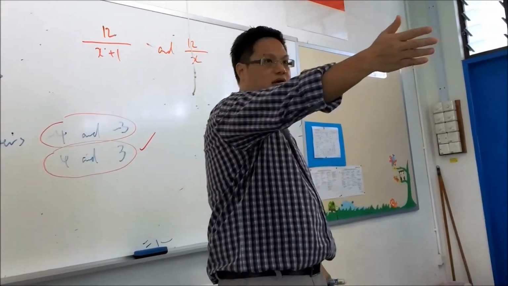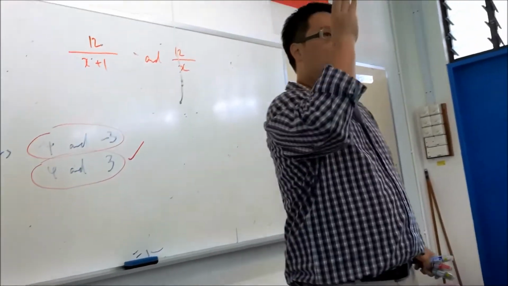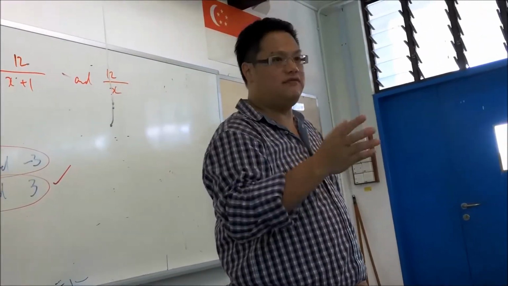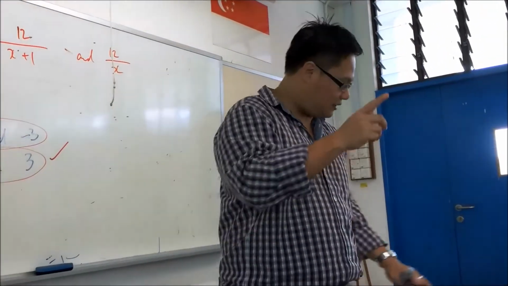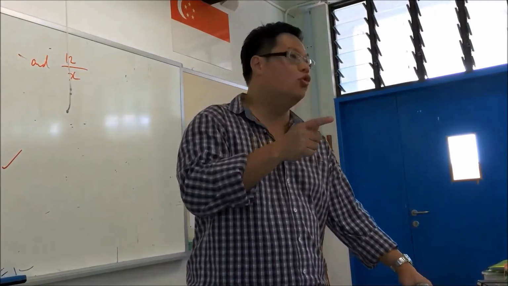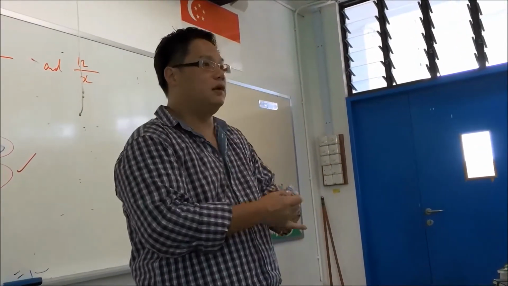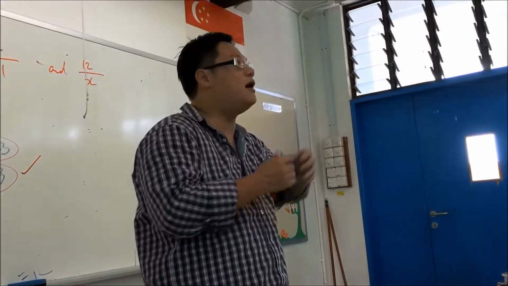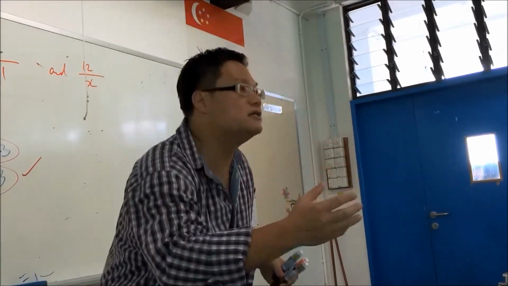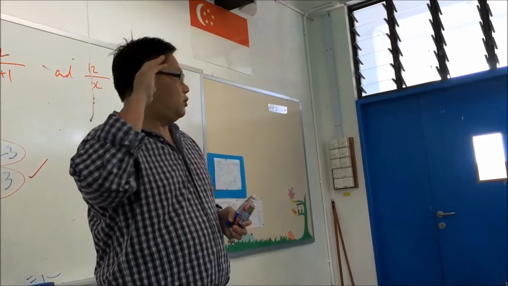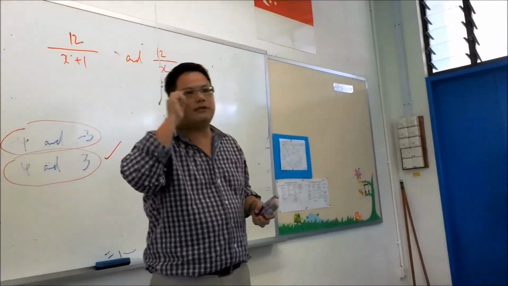Okay, let's look at the question again. What is a keyword that Yumi or Divya may have forgotten to highlight? Okay, let's read. The difference between two positive numbers. What is a keyword I must circle here? The word difference, right? The difference between what? Two positive numbers. So we must make it a habit to circle keywords such as this.